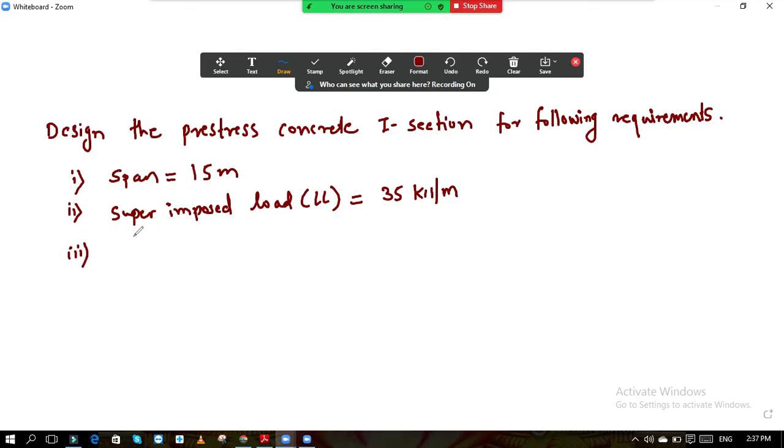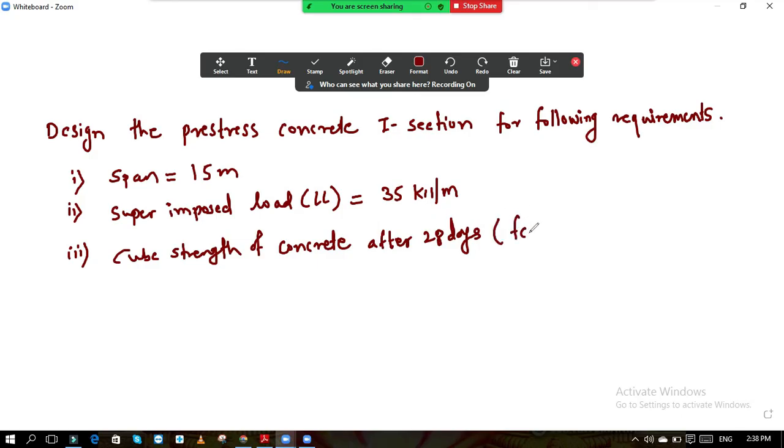Then third, cube strength of concrete. Cube strength of concrete after 28 days is equal to, this is FCK, 35 Newton per mm square.